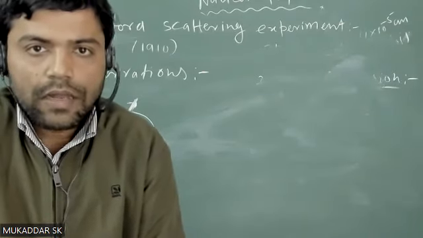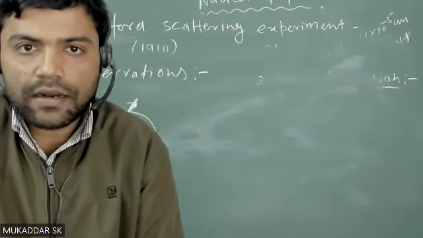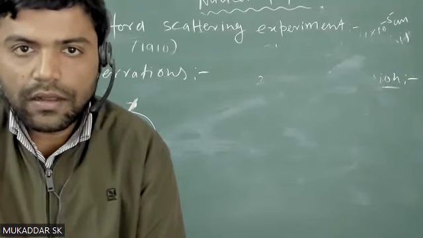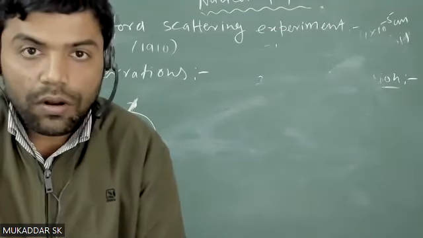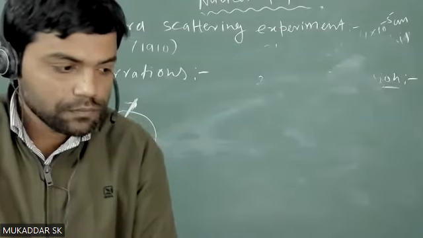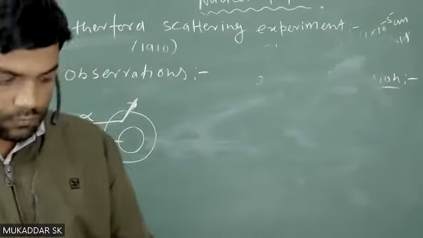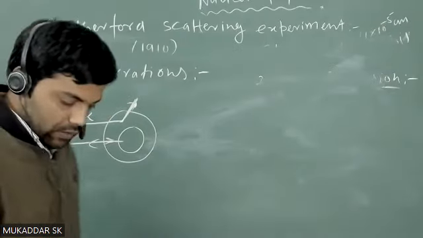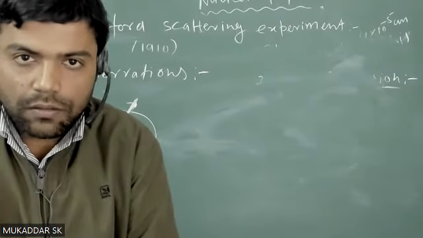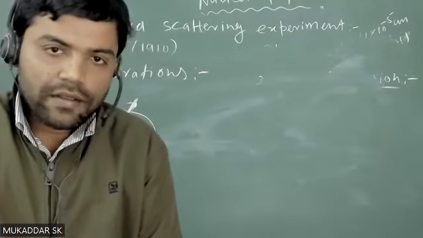And of course, he said that the size of the nucleus is small because only one alpha particle is scattered out of 20,000. Out of 20,000 means you send 20,000 alpha particles, and after interaction only one alpha particle is backscattered. And he also predicted the size of the nucleus by calculating the distance of closest approach. We'll calculate that also at the end of this discussion.